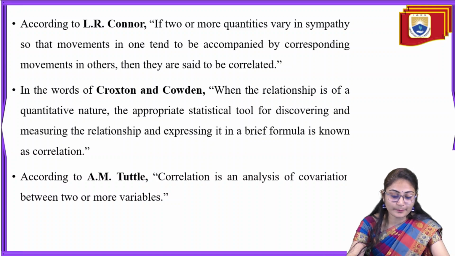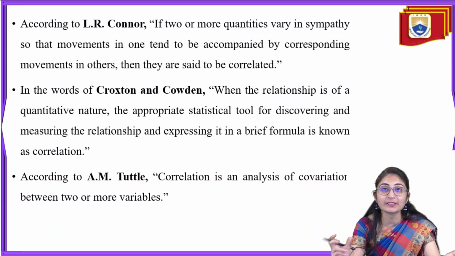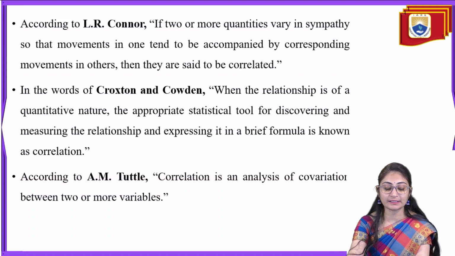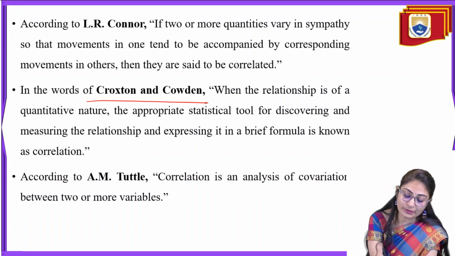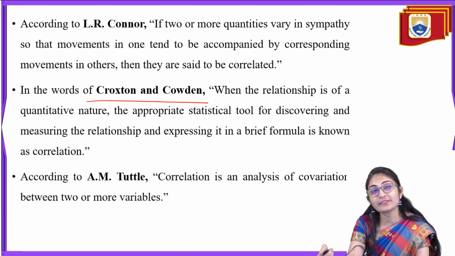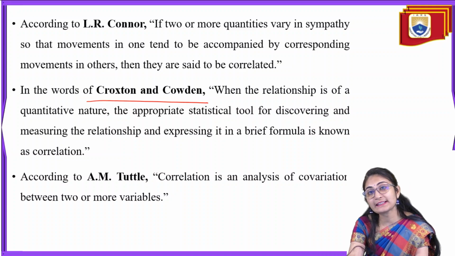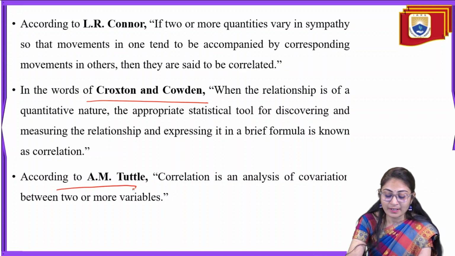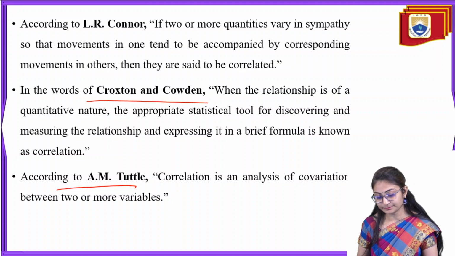Now, according to Ely Corner, if two or more quantities vary in sympathy, so that the movements in one tend to be accompanied by corresponding movements in the other, then they are said to be correlated. In other words, according to Croxton and Cowden, when the relationship is of a quantitative nature, the appropriate statistical tools are used for discovering and measuring the relationship and expressing it in a brief formula, which is also called correlation. Then according to A.M. Tuttle, correlation is just the analysis of the covariation between two or more variables.